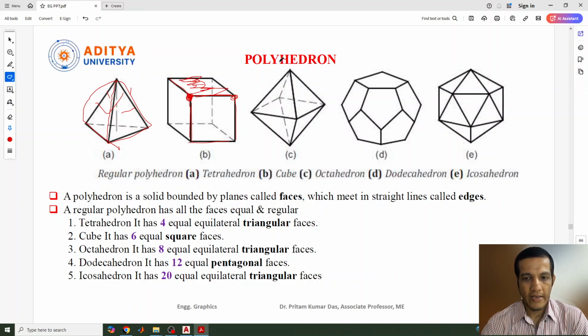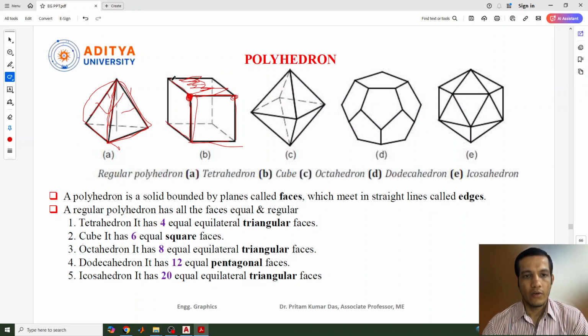When planes meet each other, and you combine all these planes, you get a solid which has length, height and width. The polyhedron is of different types, like the tetrahedron. A tetrahedron has four equal equilateral triangle faces. All its sides are equilateral triangular surfaces, and there are four surfaces.